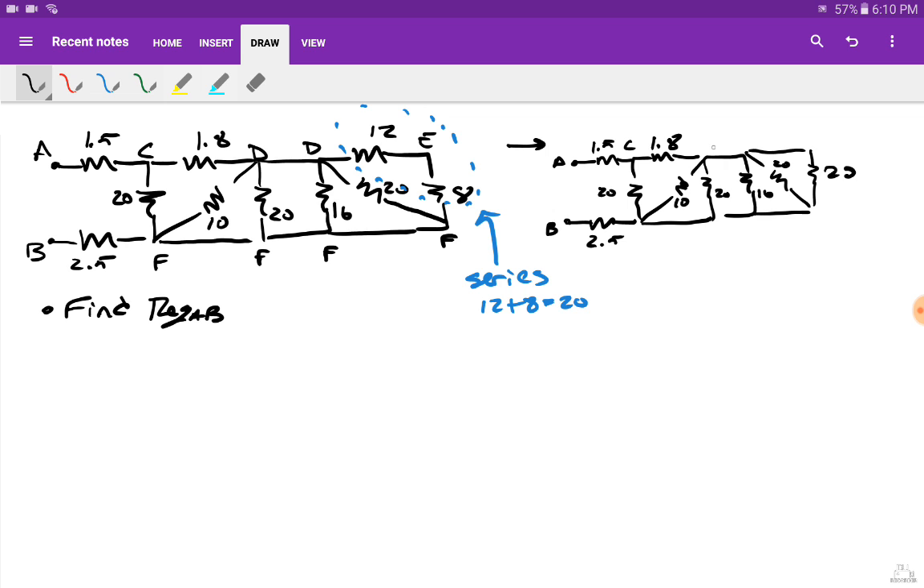Based on how this is written, this is going to be C, D, D. E dies away when you combine the 12 and 8, all right? The resistor between the two dies. That's just how it works. So this is what we have.